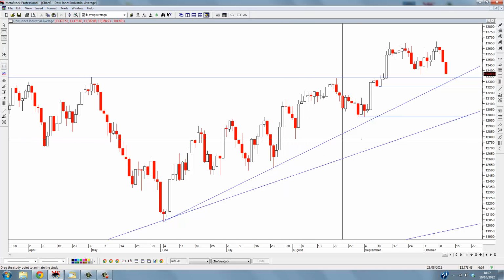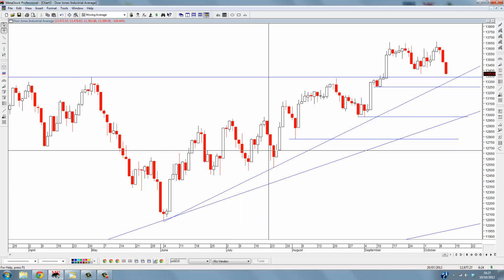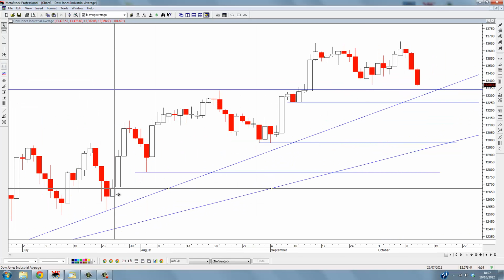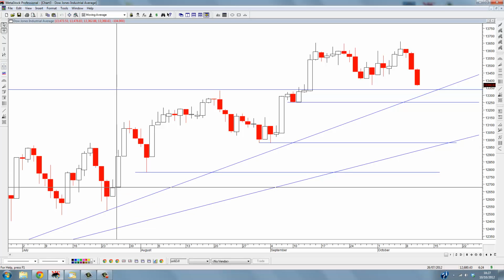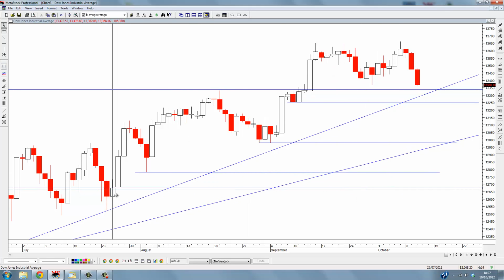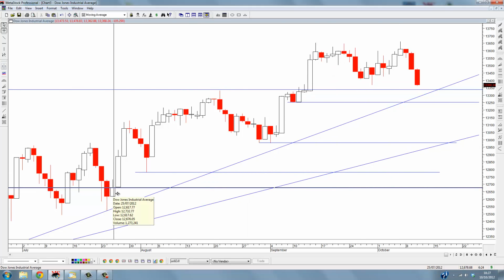I'll draw another one here. I'll keep doing that. And I don't know if you can see this, but I'll zoom in. There's a gap support there. In between here and here, there is a gap. That is a support as well. Gaps: anytime you see a gap, place a line at the bottom of the gap. On the way down, that gap will give it some support as well.